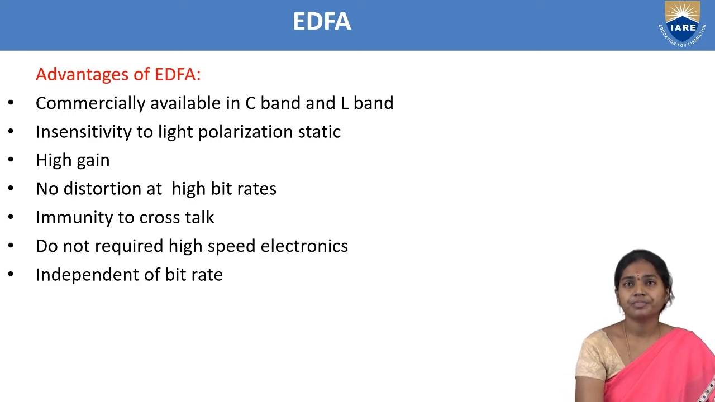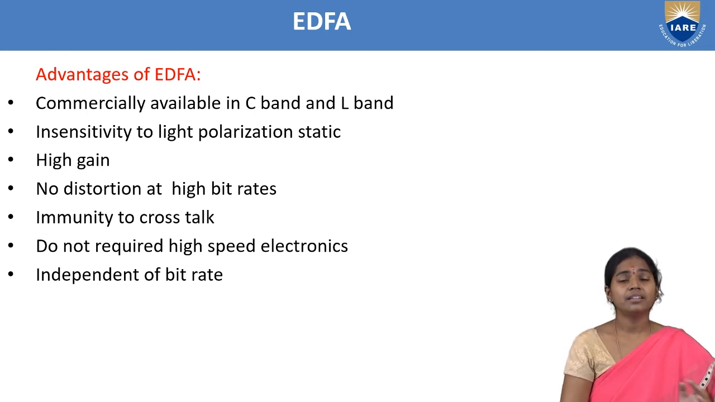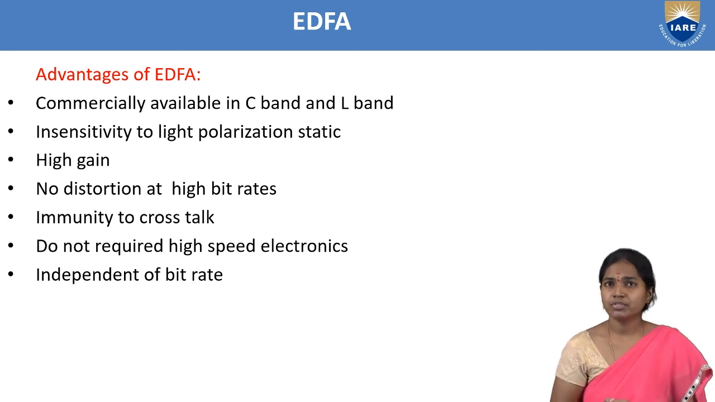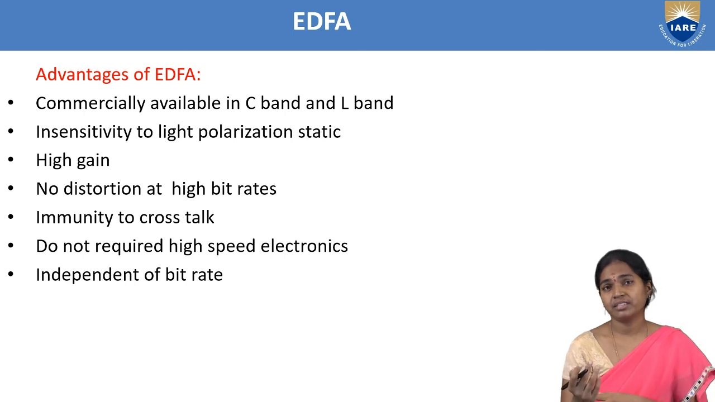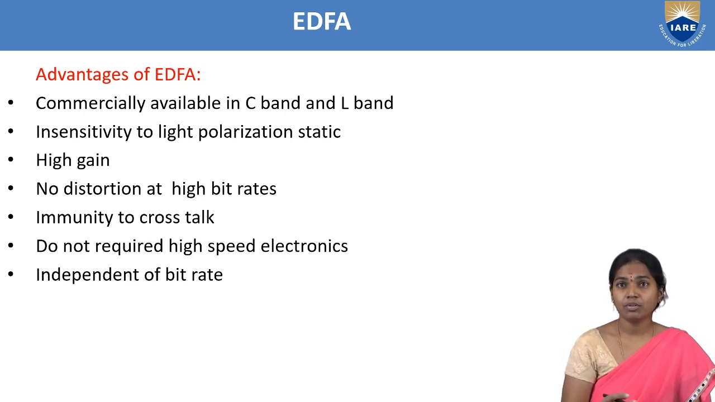The advantages are that we are using the C and L bands, insensitivity to light polarization, high gain, no distortion at high bit rates, and immunity to crosstalk. Immunity to crosstalk means we are using a preamplifier, booster amplifier and line amplifier. With those amplifiers we are using filters also. With the use of filters, we can remove the noise components, and there is no distortion at high bit rates. When bit rates are high the distortion is also reduced and speed increases. So it is independent of bit rate.